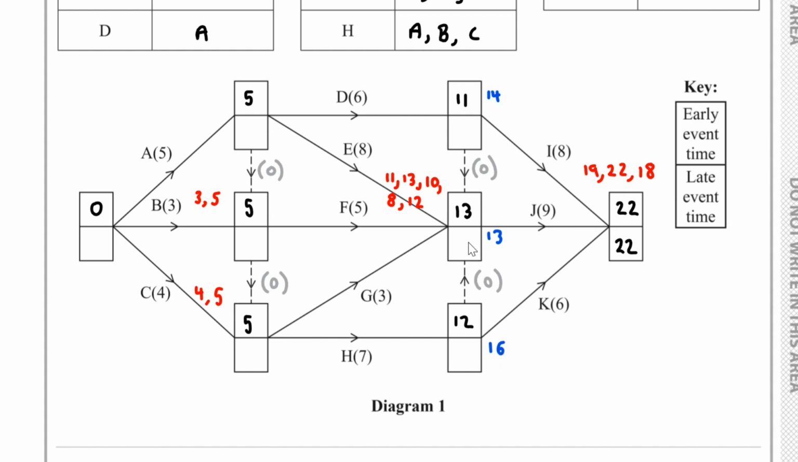Now, if we consider this over here, the only thing coming out of this is the J9. So when we come to work backwards, there's nothing else we need to consider, so we can write down the 13 over here.